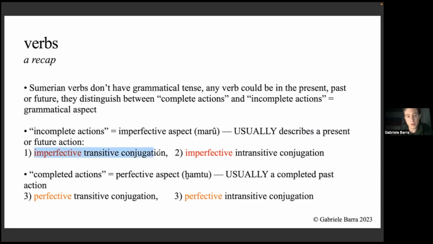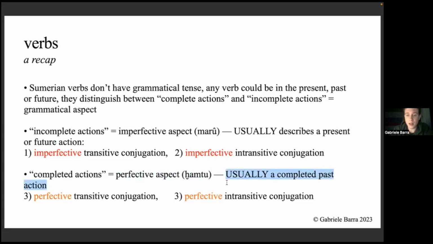So you have an imperfective transitive conjugation, if the verb is transitive, and an imperfective intransitive conjugation, if the verb is intransitive. Then you have completed actions. So the action is over and done with. And this is what we call the hamtu, which the Akkadian grammarians refer to as, and it means, I think, slim, fast, quick, maybe. So why? Because, well, the action doesn't wait much because it's done with. And when you use it, it's usually to describe a complete past action.